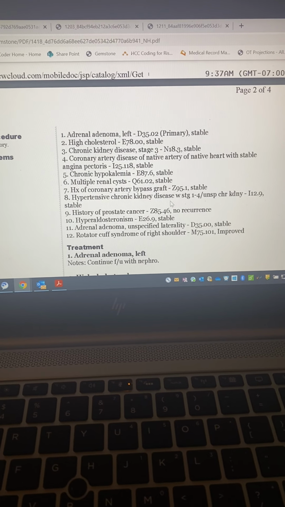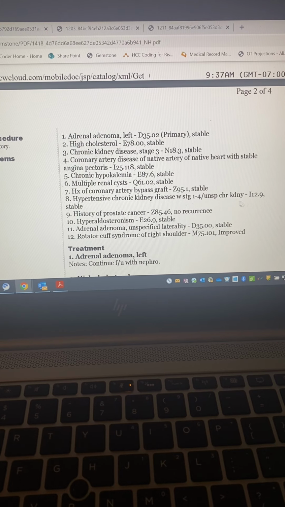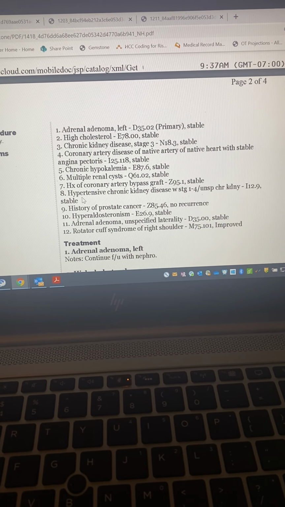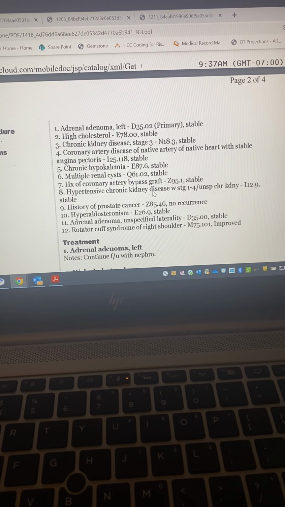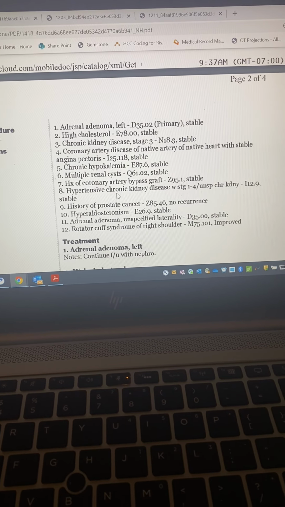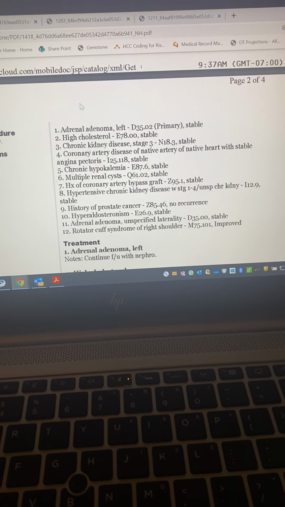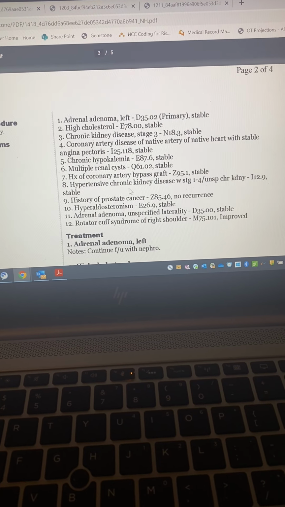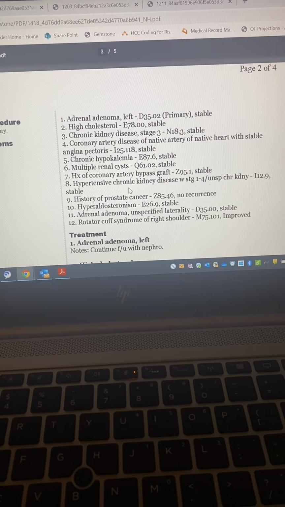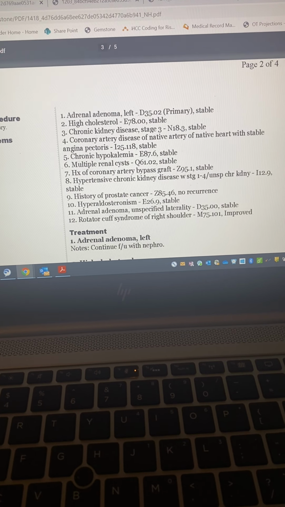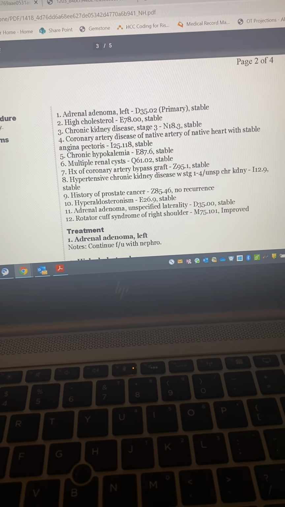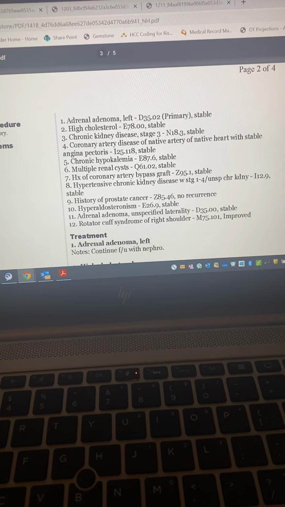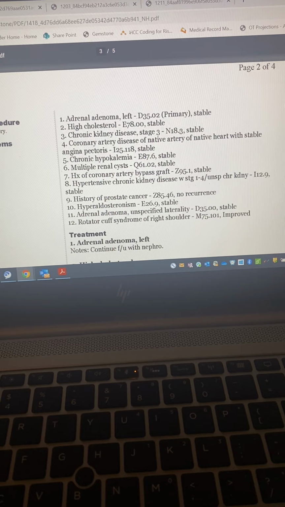Hypertensive chronic kidney disease with stage 1 through 4. A lot of times when you have hypertension, which is high blood pressure, and when you have kidney disease, they are linked. Even if the physician does not link them in the document, when they have them together, you can link it unless the physician says it is not linked. That's the only time that you can't link them. If they tell you specifically, this hypertension is not linked to the CKD. But most of the time, it's linked.